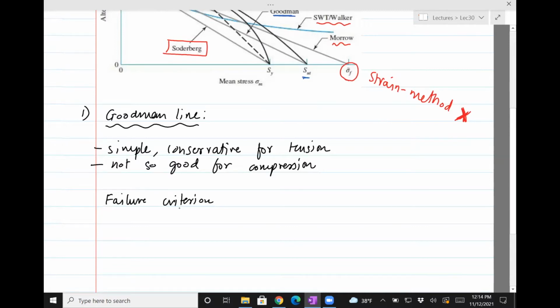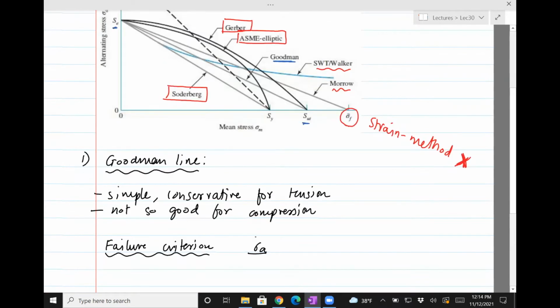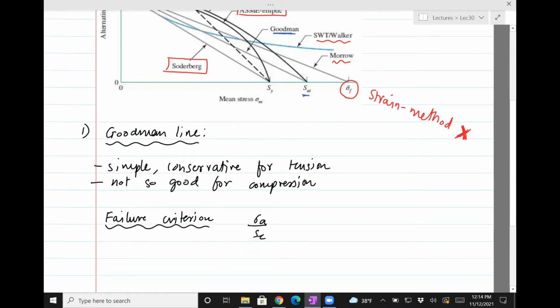Okay, so the equation of the line, which is the failure criterion, is that sigma A, which is now on the y-axis, divided by the intercept, which is SE, plus sigma M, on the x-axis, divided by the intercept, which is SUT, equals 1. So that's how we can model the line itself.